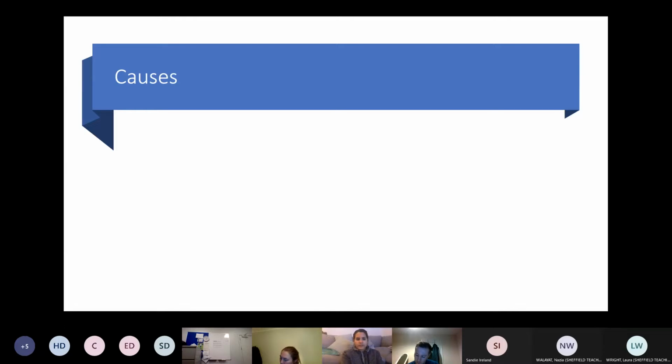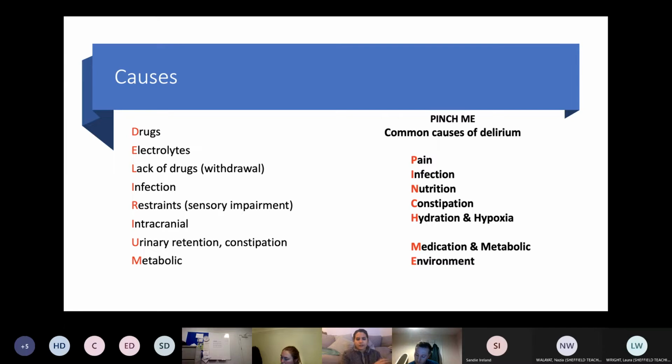So then going on to causes of delirium, and these are the two acronyms that I think a lot of people use. So either PINCH ME or DELIRIUM itself. And I think it's important to have a good idea as to what causes delirium, because ultimately it's going to help with your management. If you have a little acronym to be able to work through, then it just helps you to sort of organise your thoughts when you're seeing a patient who's acutely delirious and trying to think what the underlying cause is.